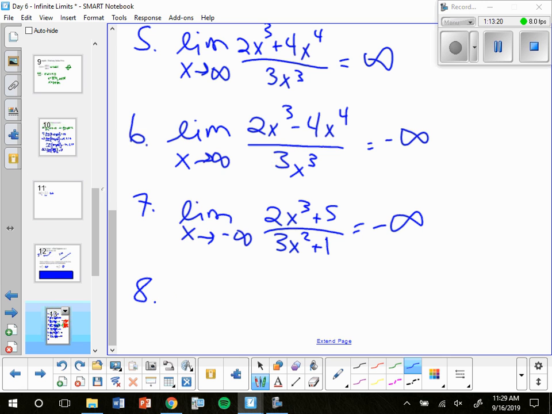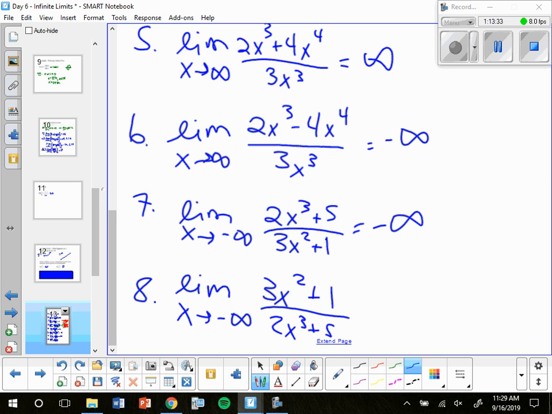And my last one. Limit as x goes to negative infinity of 3x squared plus 1 over 2x cubed plus 5. What's bigger, the top or the bottom? The bottom. Which means if my bottom's bigger, what's that fraction going to? 0. Positive or negative 0? It doesn't matter. It's going to 0. And maybe I could see that it's approaching 0 from numbers that are less than 0, but that limit is approaching 0.